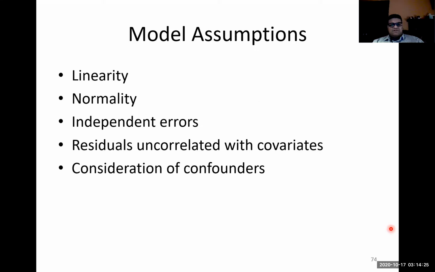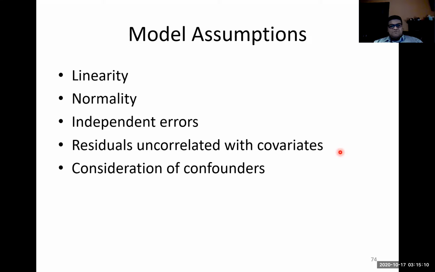Let's talk a moment about model assumptions. Many of the assumptions for the multi-level model are similar to the ones for regression. Linearity in the relationships between the predictors and the outcomes. Normality in the errors, which essentially means if it's a continuous outcome, normality in the outcome. IID, independent and identically distributed errors. So no autocorrelation in the errors.